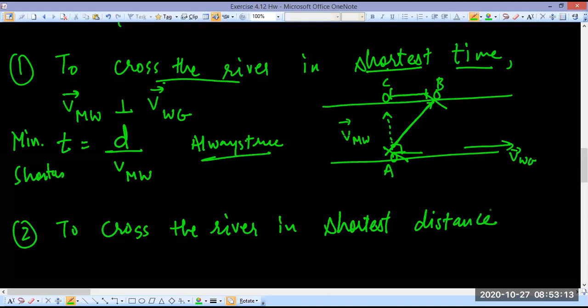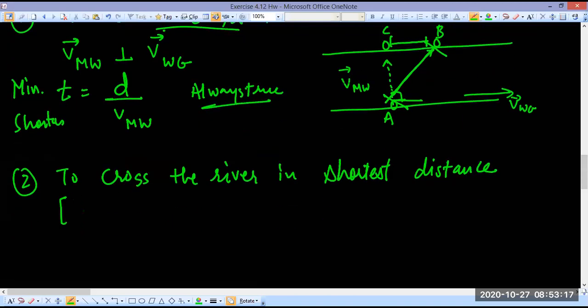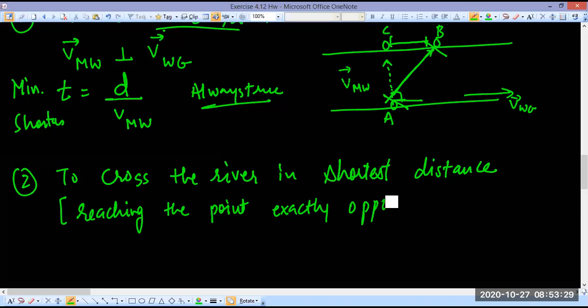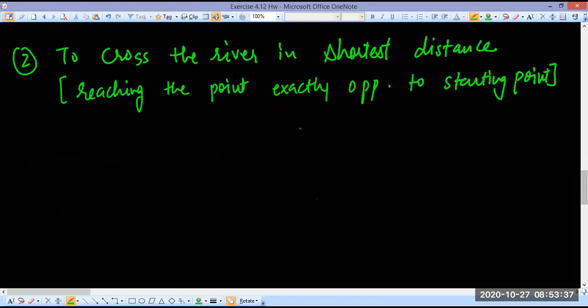To cross the river in shortest distance, what does that mean? That actually means reaching the point exactly opposite, reaching the point exactly opposite to starting point. Okay, so that is a different case.